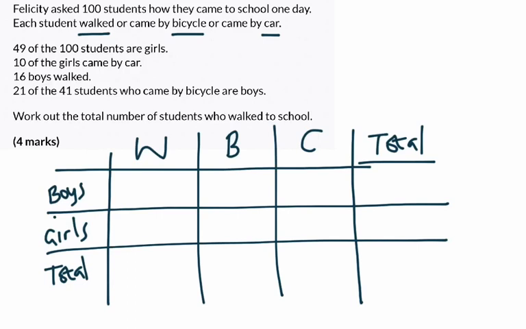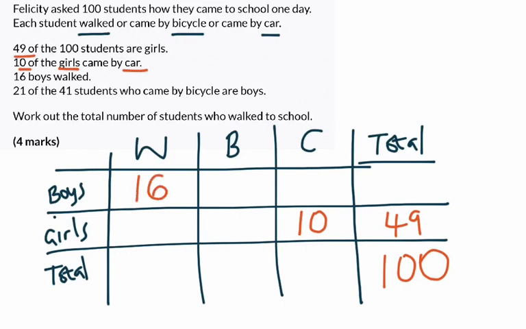So in the question it says 49 of the 100 students. So I know there's 100 students in total, and it says 49 are girls, so let's fill in 49. I'm not going to start filling in any others at the moment, just the information it gives me in the question. It then says 10 of the girls came by car, so girls and car is 10. 16 boys walked, so 16 boys walked.